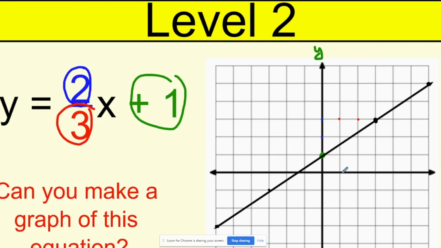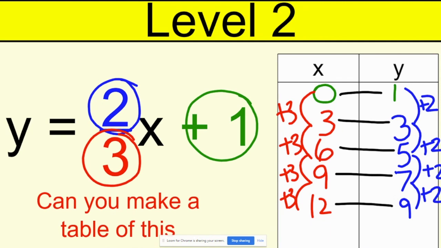So over 1, 2, 3, 4, 5, 6. 1, 2, 3, 4, 5. So those three ordered pairs are on the graph. Now the other two ordered pairs, if you notice, were bigger, the 9, 7 and 12, 9, so they didn't fit on my graph.